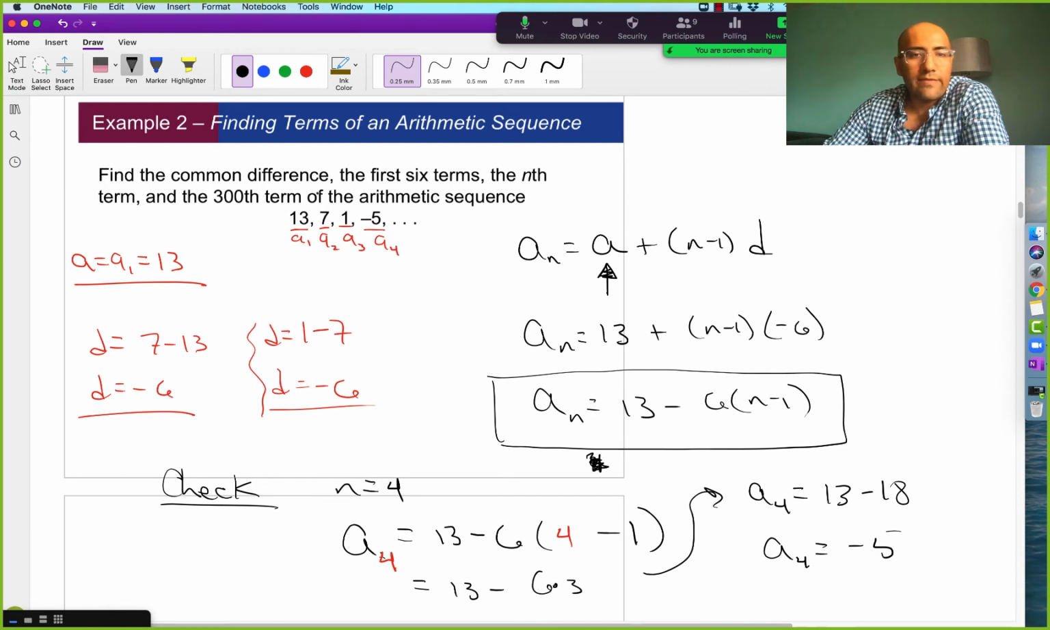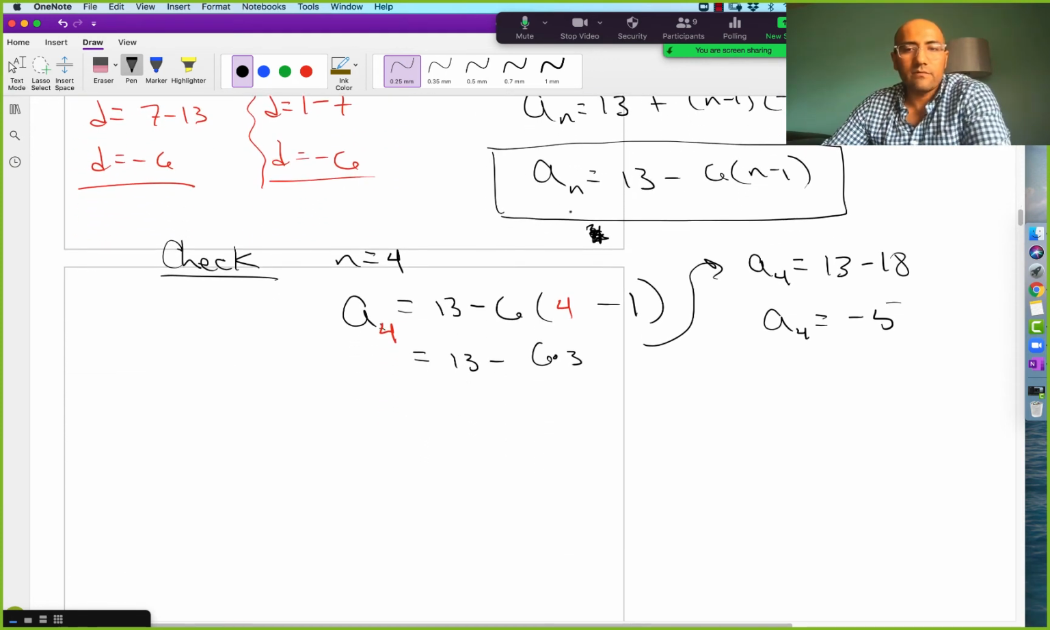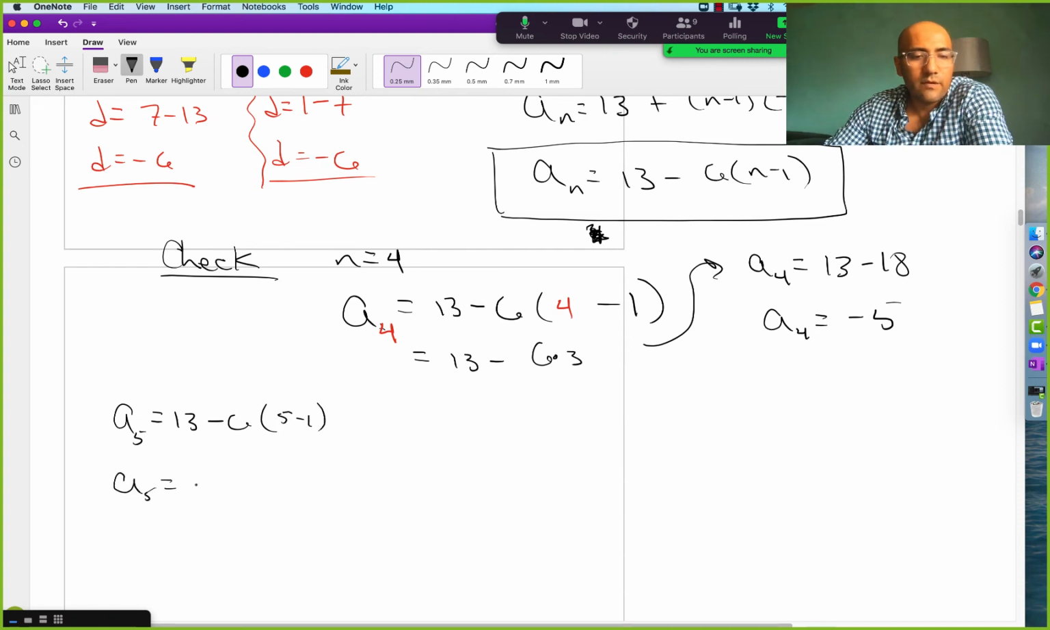Good. So find the common difference. The first 6 terms, okay, so it's asking me for a sub 5 and a sub 6, and the 300th term. Okay, so now that I have that formula for it, a sub 5 is going to be equal to 13 minus 6 times 5 minus 1. A sub 5 will be 13 minus 6 times 4. A sub 5 is going to be 13 minus 24. A sub 5 is going to be equal to negative 11.